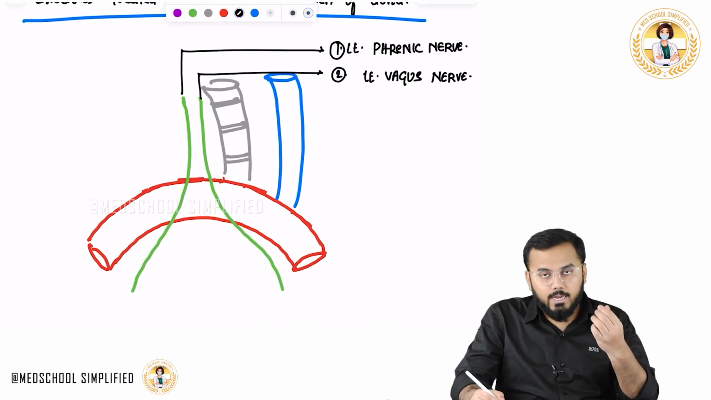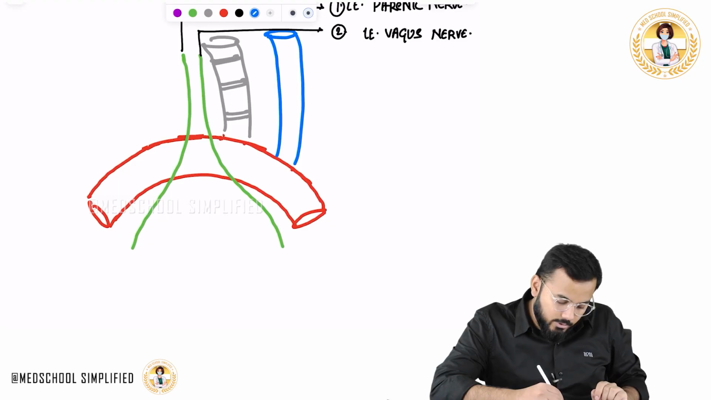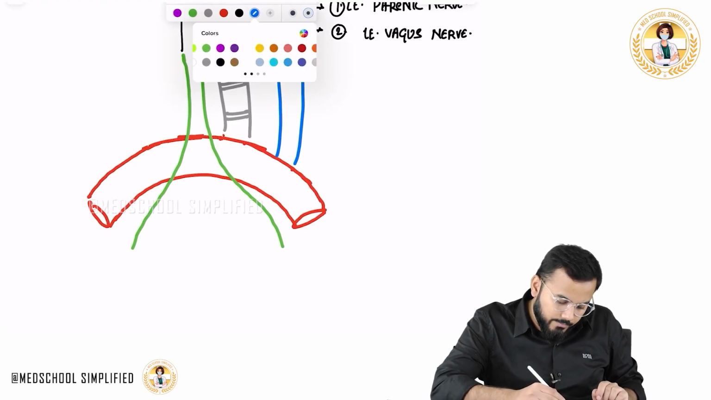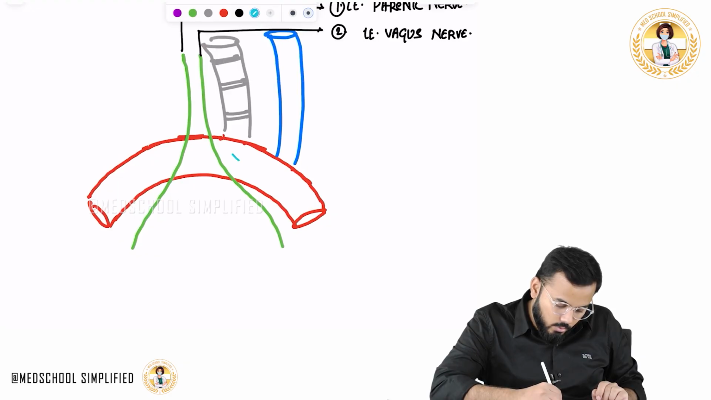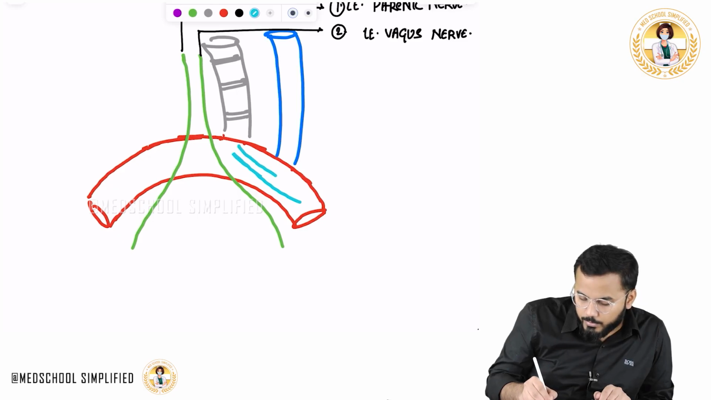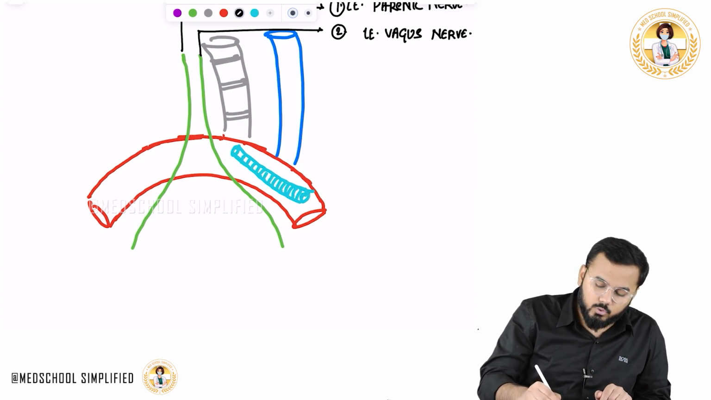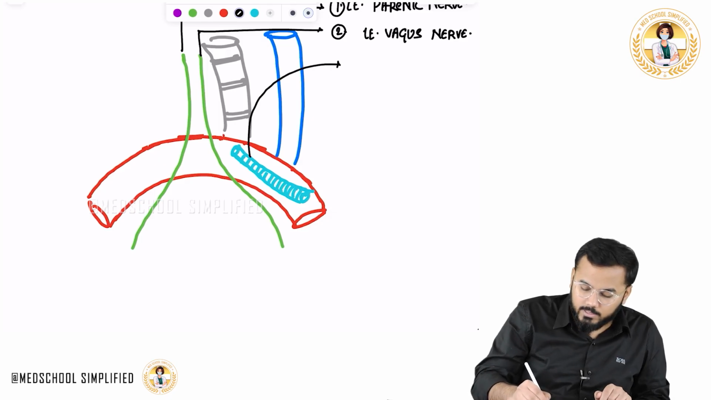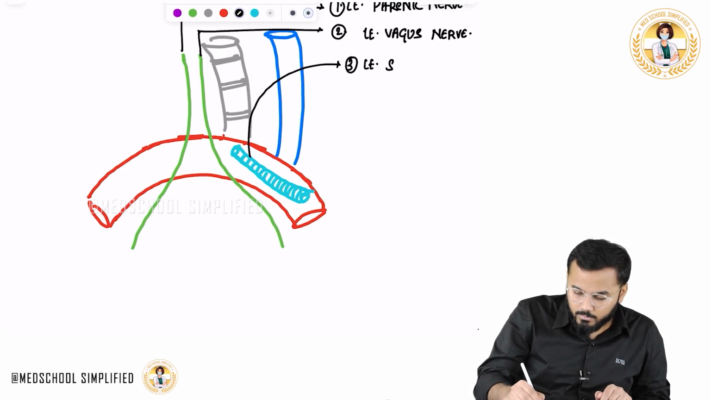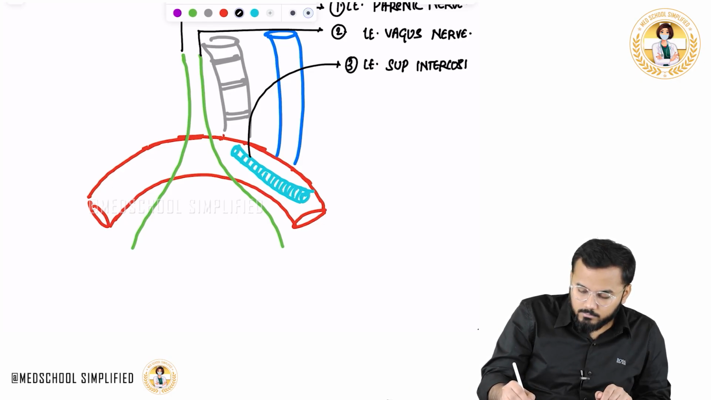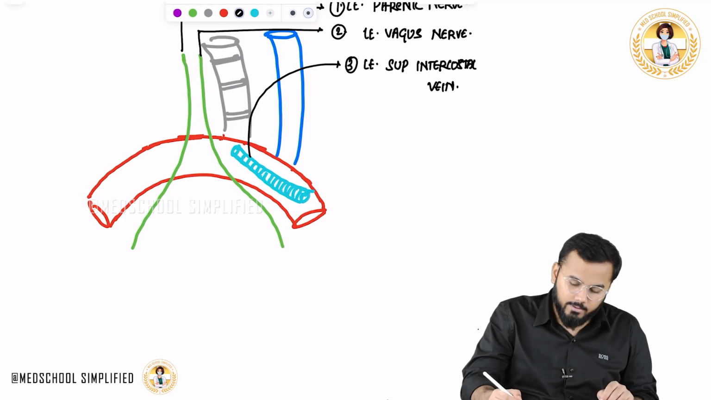Now after this left phrenic and left vagus nerve, exactly here you have got a vein, okay? So exactly over here you have got one vein like this. This vein is called the left superior intercostal vein. So this vein which you can see here, you call it the left superior intercostal vein, okay?